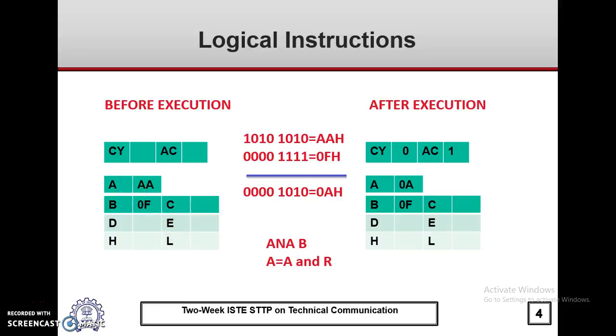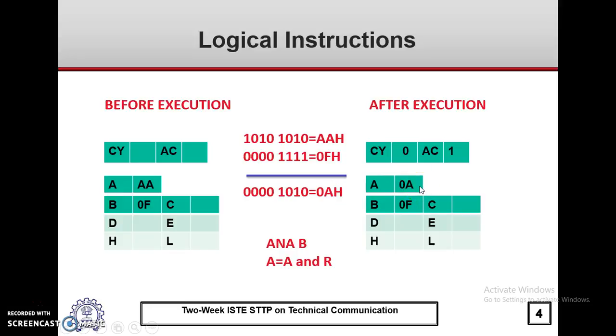Suppose initially, or say before execution of this instruction, accumulator is loaded with this data AAH and register B is loaded with 0F. Now this is the binary form of each register content. Now each bit is ANDed with the corresponding bit of register B and result is this. So after execution of this ANDing function, we'll get this result which is available at register A.